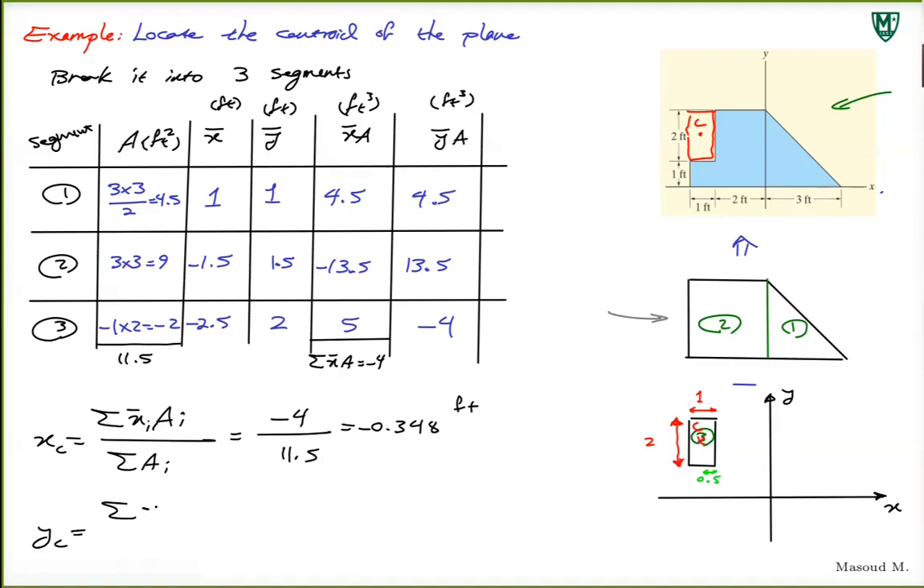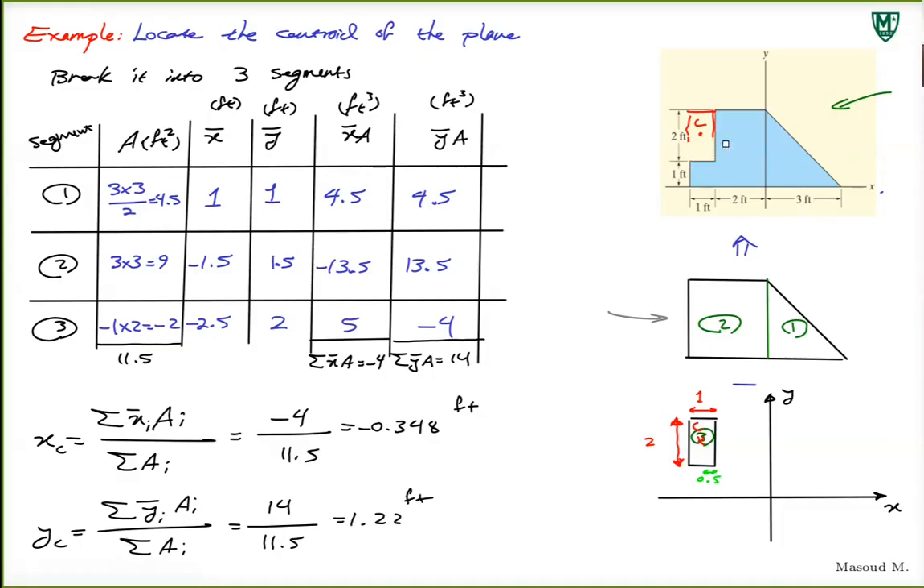For Y bar, you'll get the summation of yi ai divided by the summation of ai. The summation of the numerator is the sum of the elements in this column: minus 4 plus 4.5 plus 13.5 becomes 14. Y bar A is equal to 14. The denominator is the sum of the areas, 11.5. That gives you 1.22.